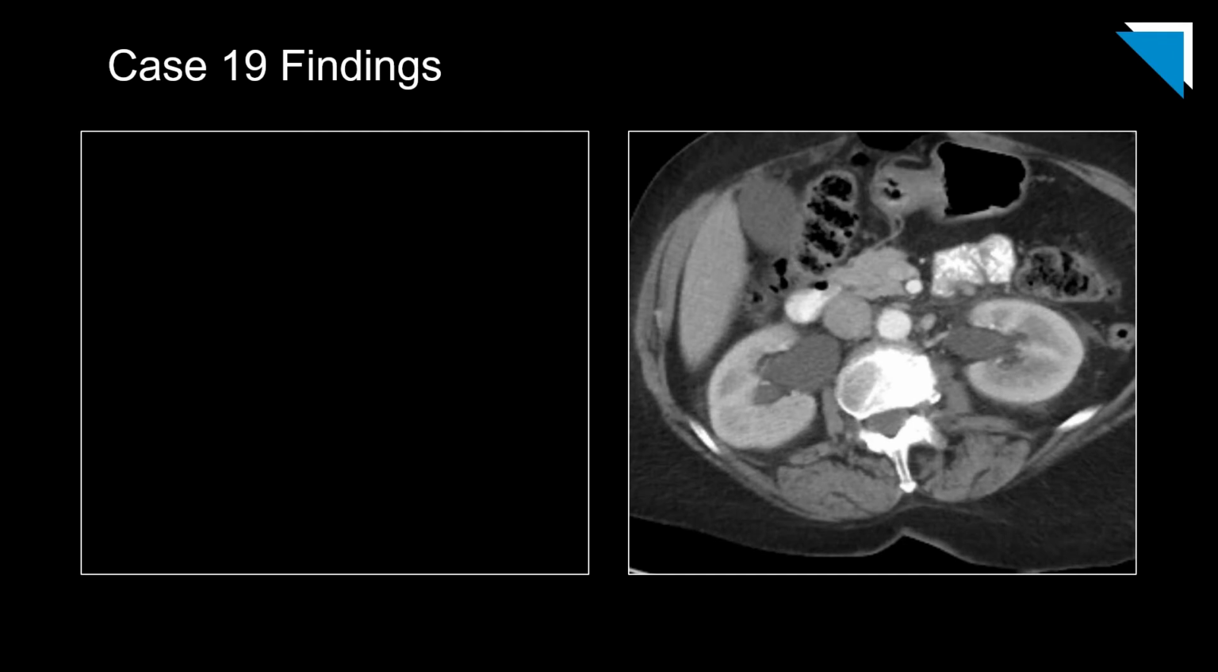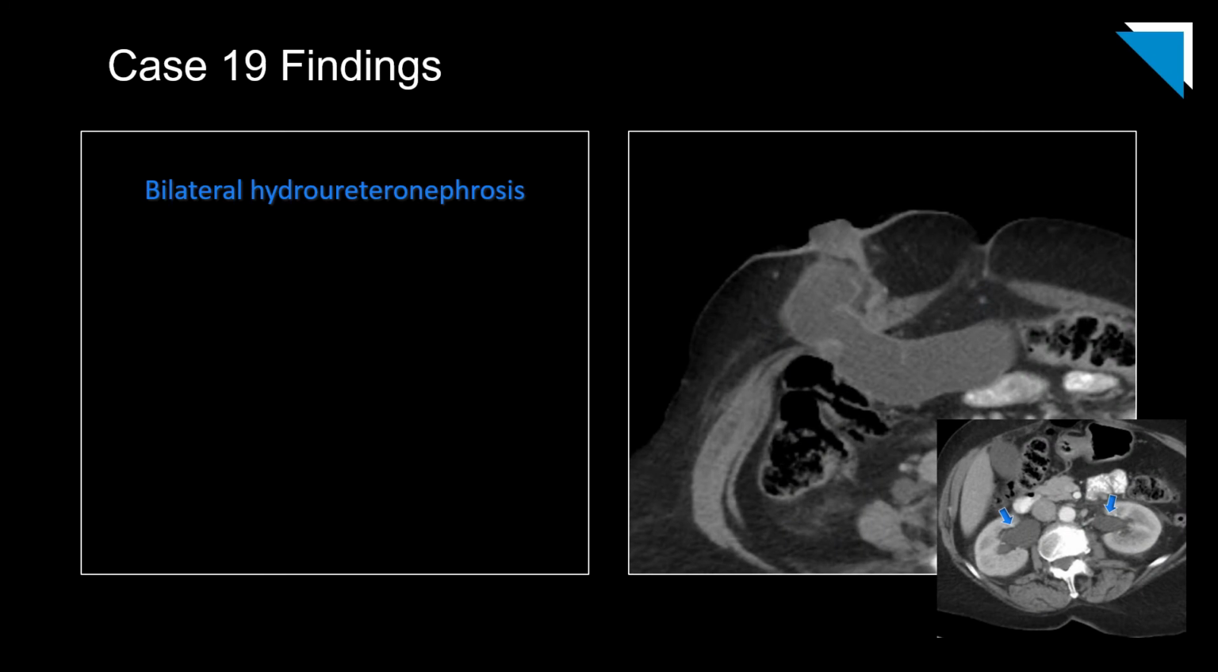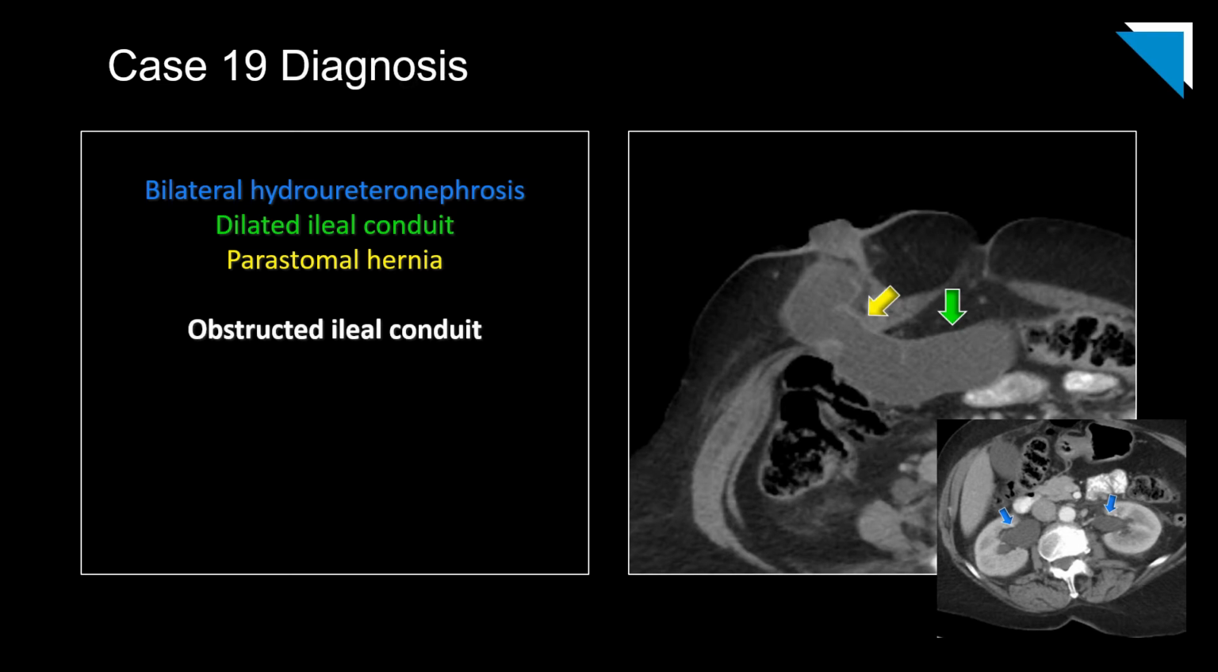Let's review our findings. We have bilateral hydroureteronephrosis and perinephric stranding. The patient has undergone a cystectomy and the ileal conduit is dilated. And most importantly, there is a peristomal hernia that appears to be obstructed. So this is an obstructed ileal conduit with resultant bilateral hydroureteronephrosis. I wanted to show this case because ileal conduits are frequently patulous, and you might not be inclined to scrutinize the ostomy site. This is a very easy finding to miss.